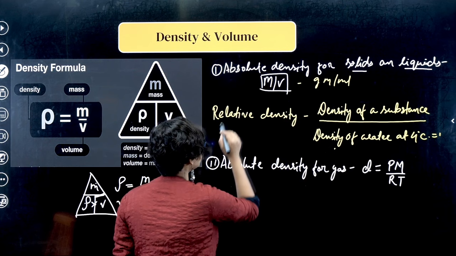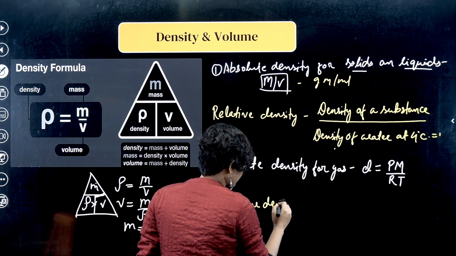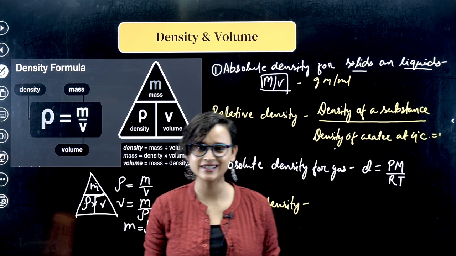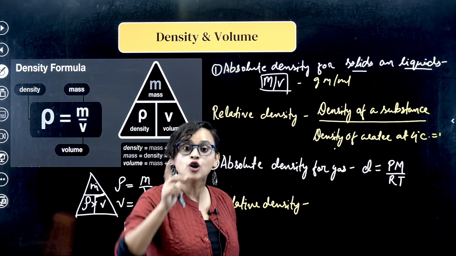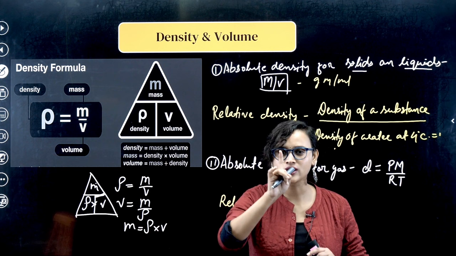So let's do that also here. What is relative density of gas? Check it out here. What is going to be relative density? Any idea, my dear students? Yes, relative density here is going to be the density of a gas with respect to another gas at constant pressure and temperature.